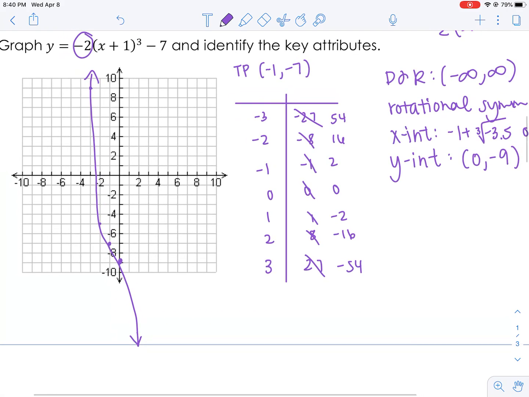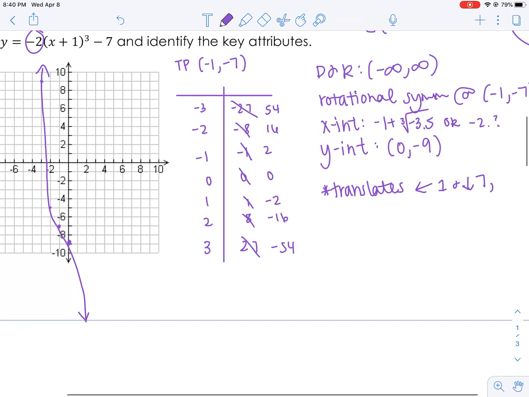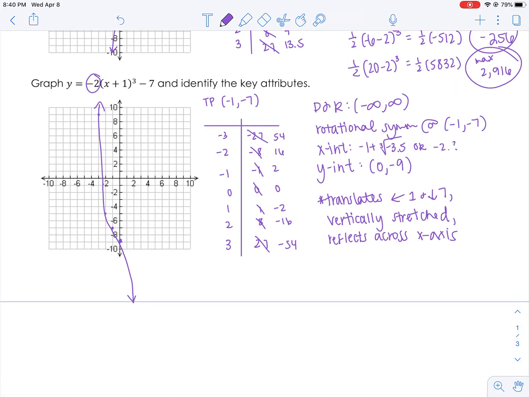So how does it compare to the parent function? Translates left 1, down 7. Vertically stretched, because that's the 2. But the negative reflects it. So remember, reflects across the x-axis if the negative's on the outside. And that's it. That's how you graph these.